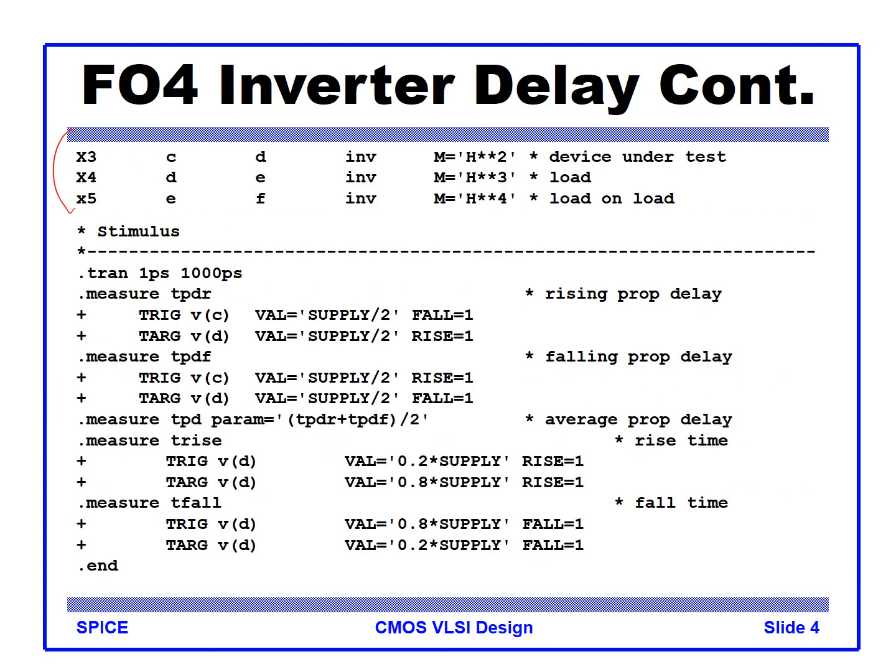Continuing here, 3, 4, 5 are different inverters defined with a larger multiplication factor there. We have a transient definition here. We have a measure here. So actually our delay measurement is done on the X3 block.